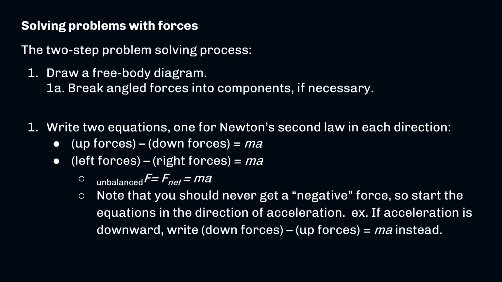So Newton's second law, we've seen this before, but just to refresh: whenever we do any problem with forces, we draw a free body diagram first, then we write two equations if we have both up and down forces. So we do up forces minus down forces equal ma, left forces minus right forces equal ma. Below this, I have F net equals ma. Remember that the unbalanced force is the exact same thing as the net force. So whenever they say net force, just interchange that with unbalanced force, and that value is the up forces minus down forces, or left forces minus right forces.